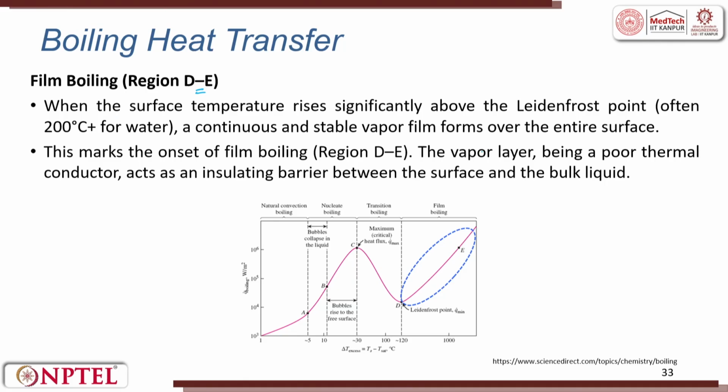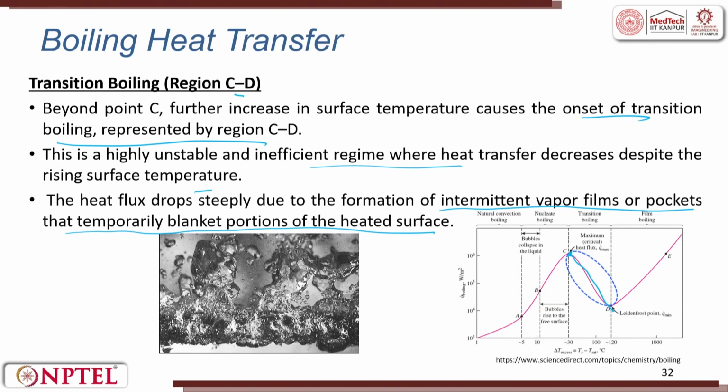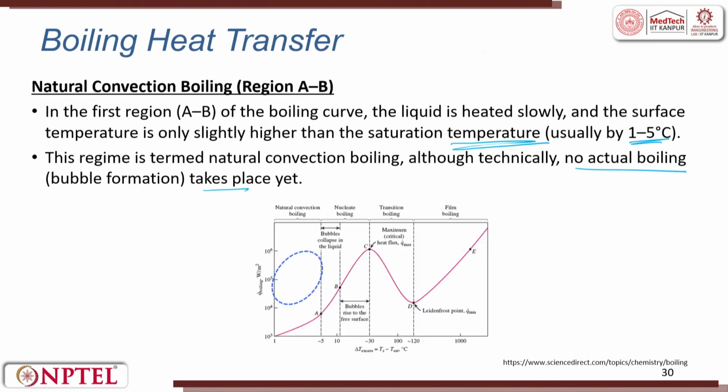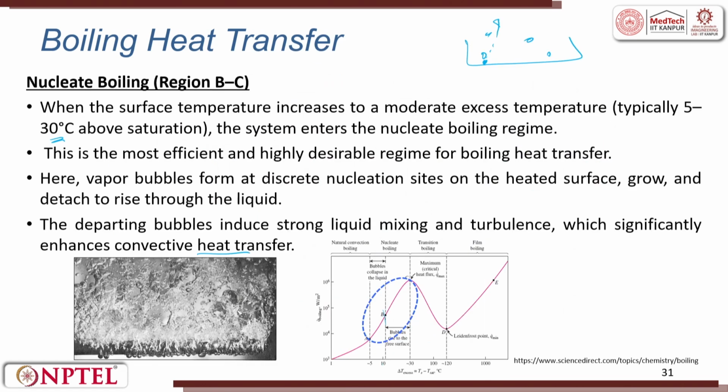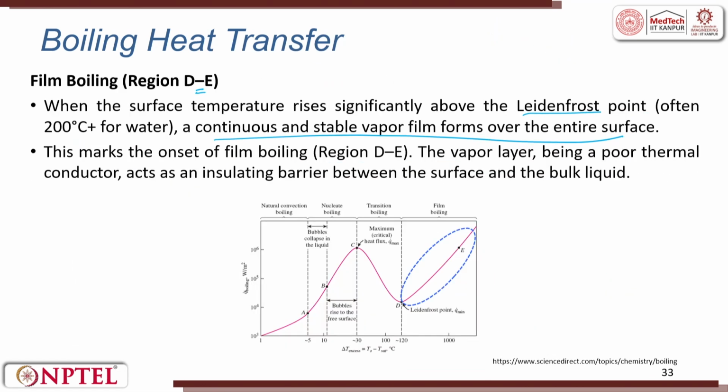Then in D to E, whatever is temporary forms a regime. When the surface temperature increases significantly above the Leidenfrost point, a continuous and stable vapor film is formed entirely. In transition boiling the vapor film is not continuously formed; it forms here and there, but in film boiling it is completely formed. The vapor, being of poor thermal conductivity, acts as an insulating barrier between the surface and the bulk liquid.